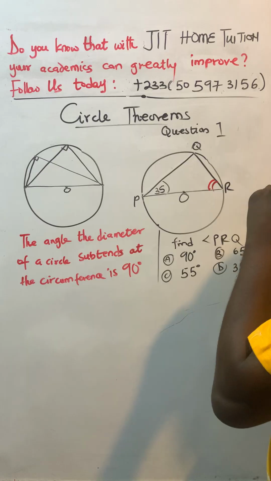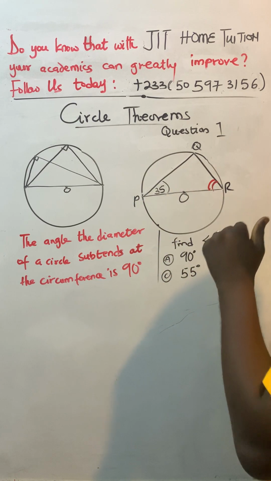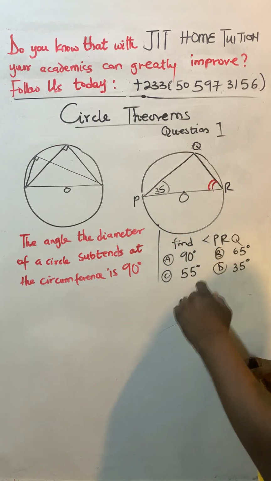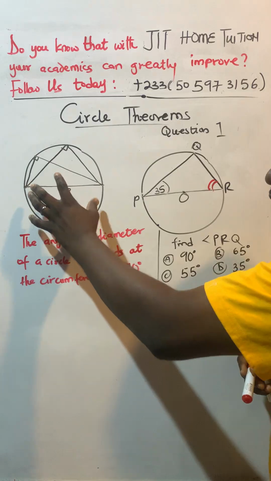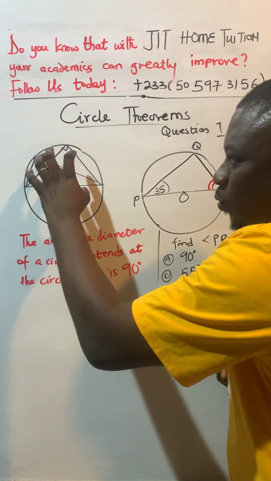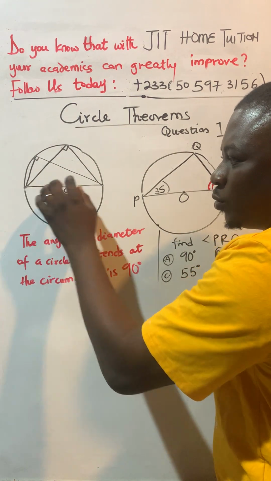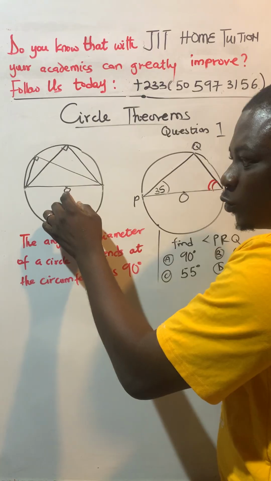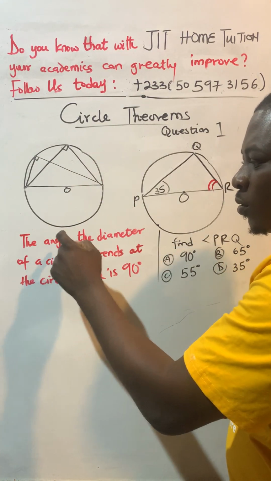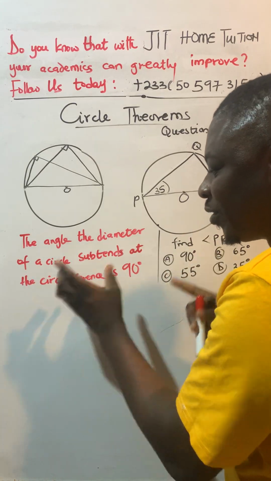This is the center, and P to R is the diameter, because it's passing through the center of the circle. So in a situation like that, let's look at the theorem that you need to solve a question like this. You have this one also here showing you that from this end to this end is passing through the center, which is O. Now let's look at what the condition says. The angle the diameter of a circle subtends at the circumference is 90.